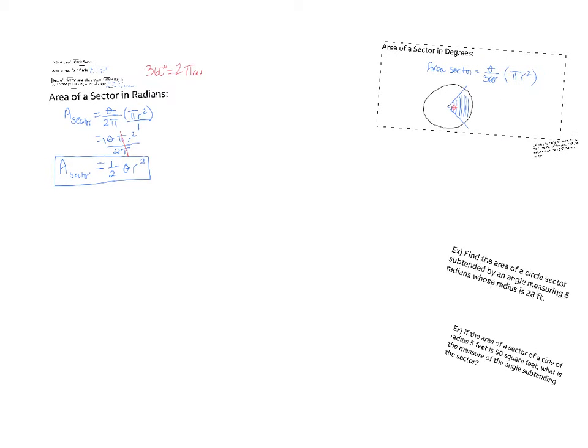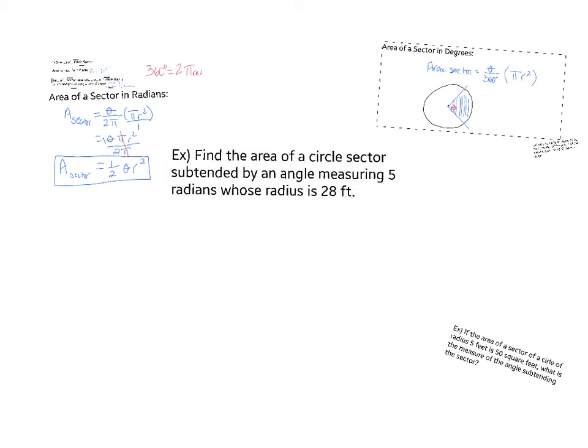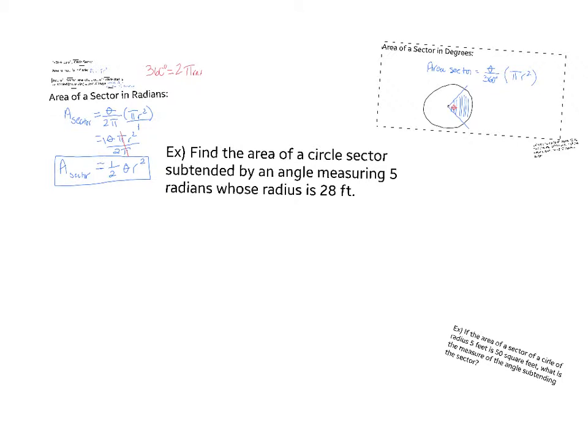Or not. Let's try this one. Find the area of a circle sector subtended by an angle measuring 5 radians. So that's important. The angle is 5 radians, and the radius is 28 feet. I know that this is the area formula in radians, so I want area equals 1/2 theta r squared. So first pick the right formula. In this question, they have told me that theta, the angle, is 5 radians, and the radius is 28. So now it's just a matter of plugging that in.